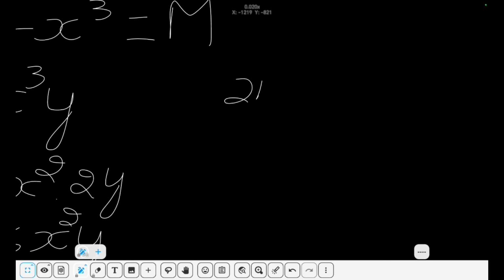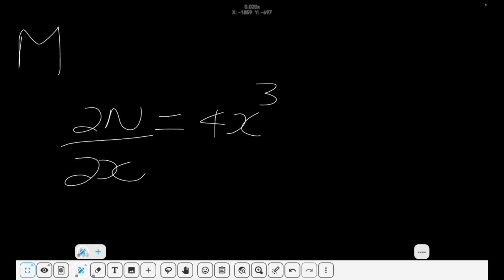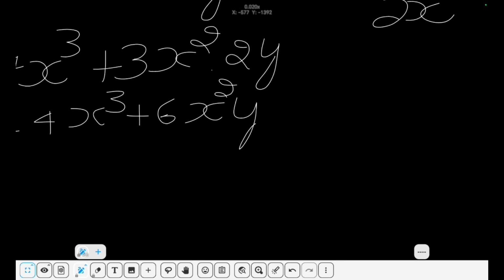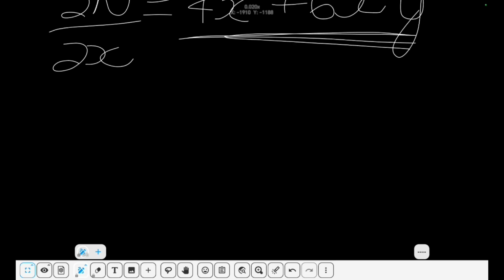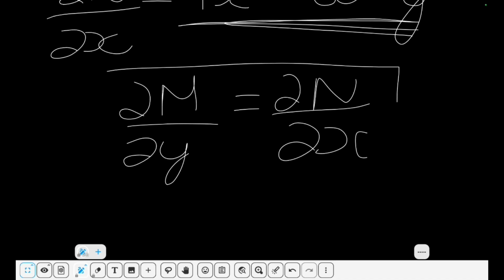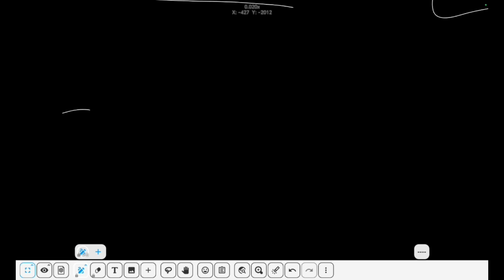Now ∂N/∂x would give x⁴, that is 4x³, plus 2x³y, that is 6x²y, y is constant. So if we see ∂M/∂y and ∂N/∂x, both are equal now. So we can say that now it is an exact differential equation. We have got the exact differential equation. Now let us find the solution for that.